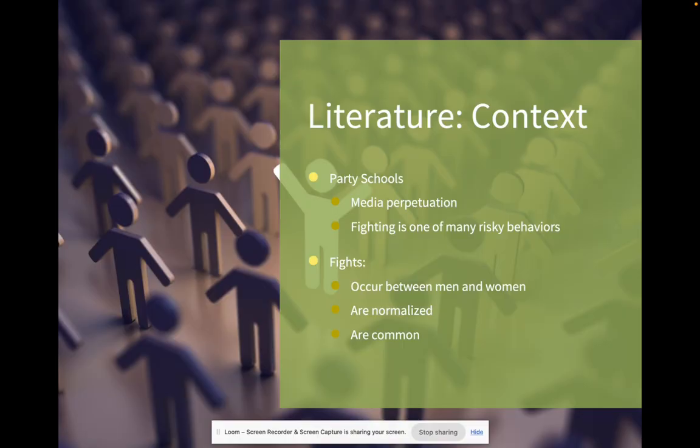And then there's some research on fighting, but there isn't a whole lot on the fact that these fights are normalized and common on college campuses and in particular party schools. There is, however, a lot on fights and gender. And so we know that typically fights are going to occur between either two men or two women. And if there is a physical altercation between a man and a woman, it's probably going to be perceived as domestic violence, not a fight.